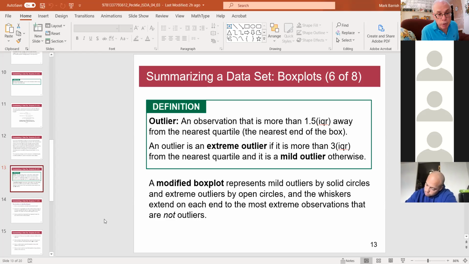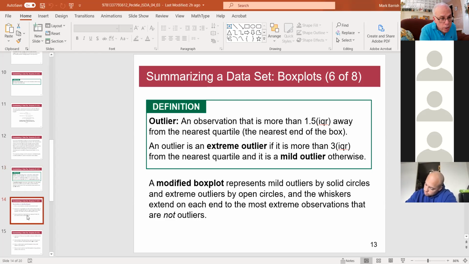But what I'm going to do now is talk about this modified box plot, and then I'll show you how to do it with your calculator. All right, and that'll be it for today. So your homework for the first homework assignment will not include anything from 4.4 yet, but anything that I covered through today is a possibility for it.